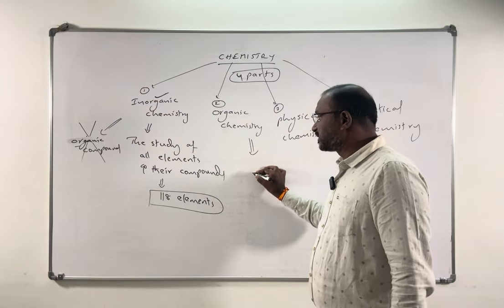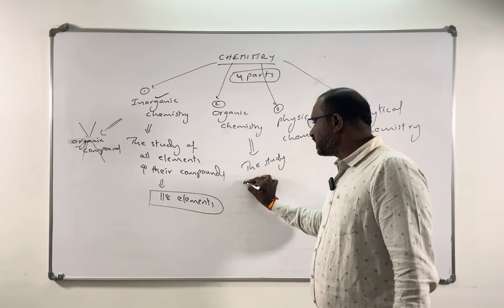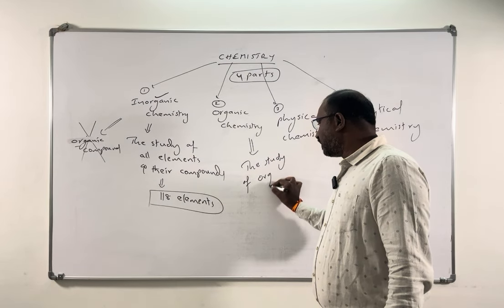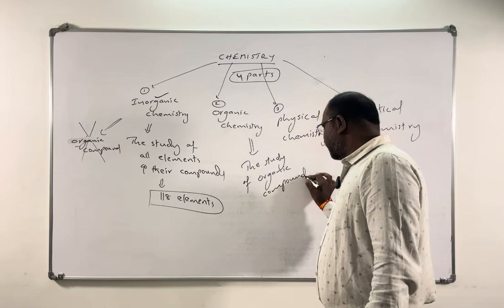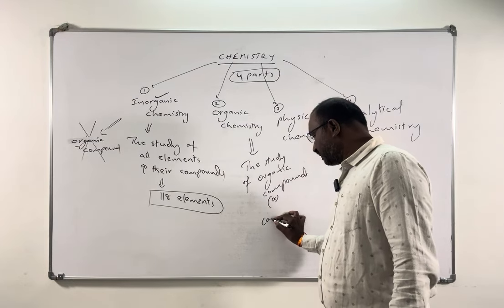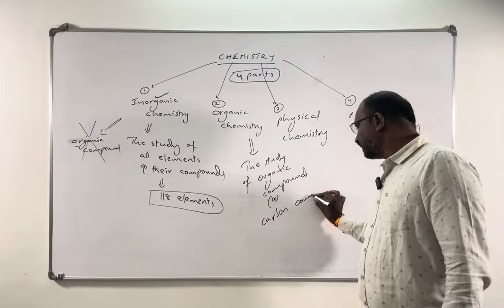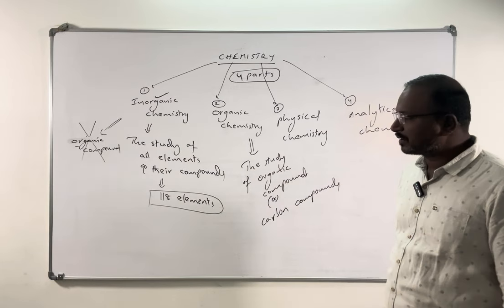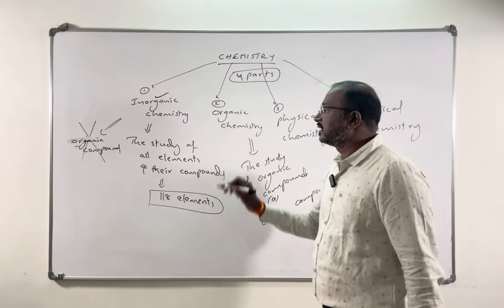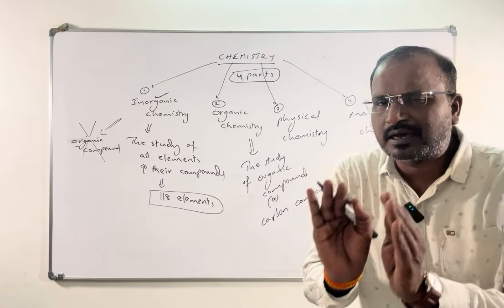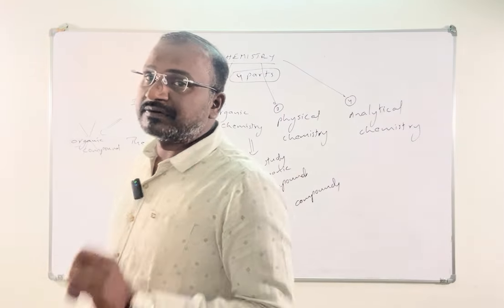In organic chemistry, what do we discuss? Organic chemistry is nothing but the study of organic compounds, which are nothing but carbon compounds, because the chief element of organic compounds is carbon. That's why we also call these carbon compounds. The study of organic compounds, carbon compounds, comes under organic chemistry, where carbon is present as the chief element.